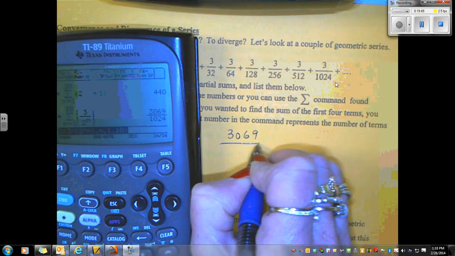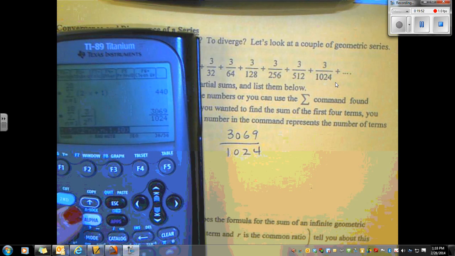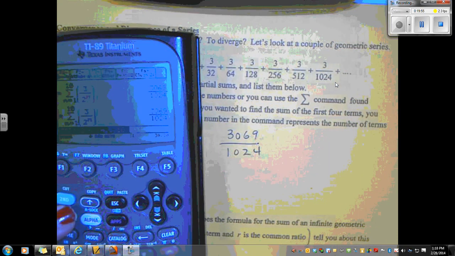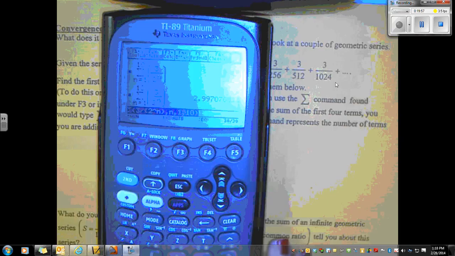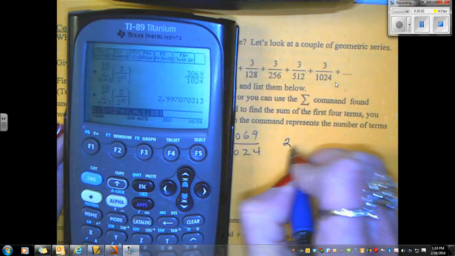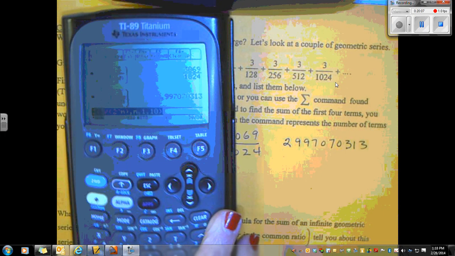Okay, so we get that it is 3069 over 1024, which, if you wanted a decimal, I get 2.9970703.